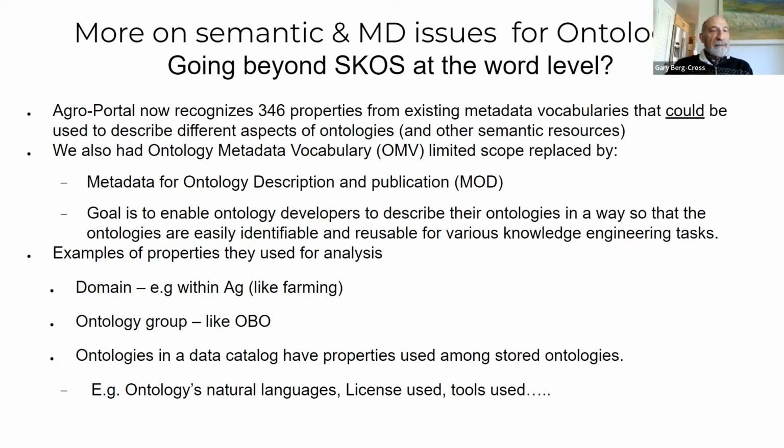These all seem relevant. I have an example of some of the metadata that you might have. So what's the domain, or within a domain, you might drill down from agriculture to farming, a more specific part. The group that is involved, like OBO, obviously, and then we have things like the languages involved, license used, tools used, and so forth. There's a range of metadata to find things. You might want to find things in a particular language like Spanish or French. So that's relevant. Next slide, which is my last slide.